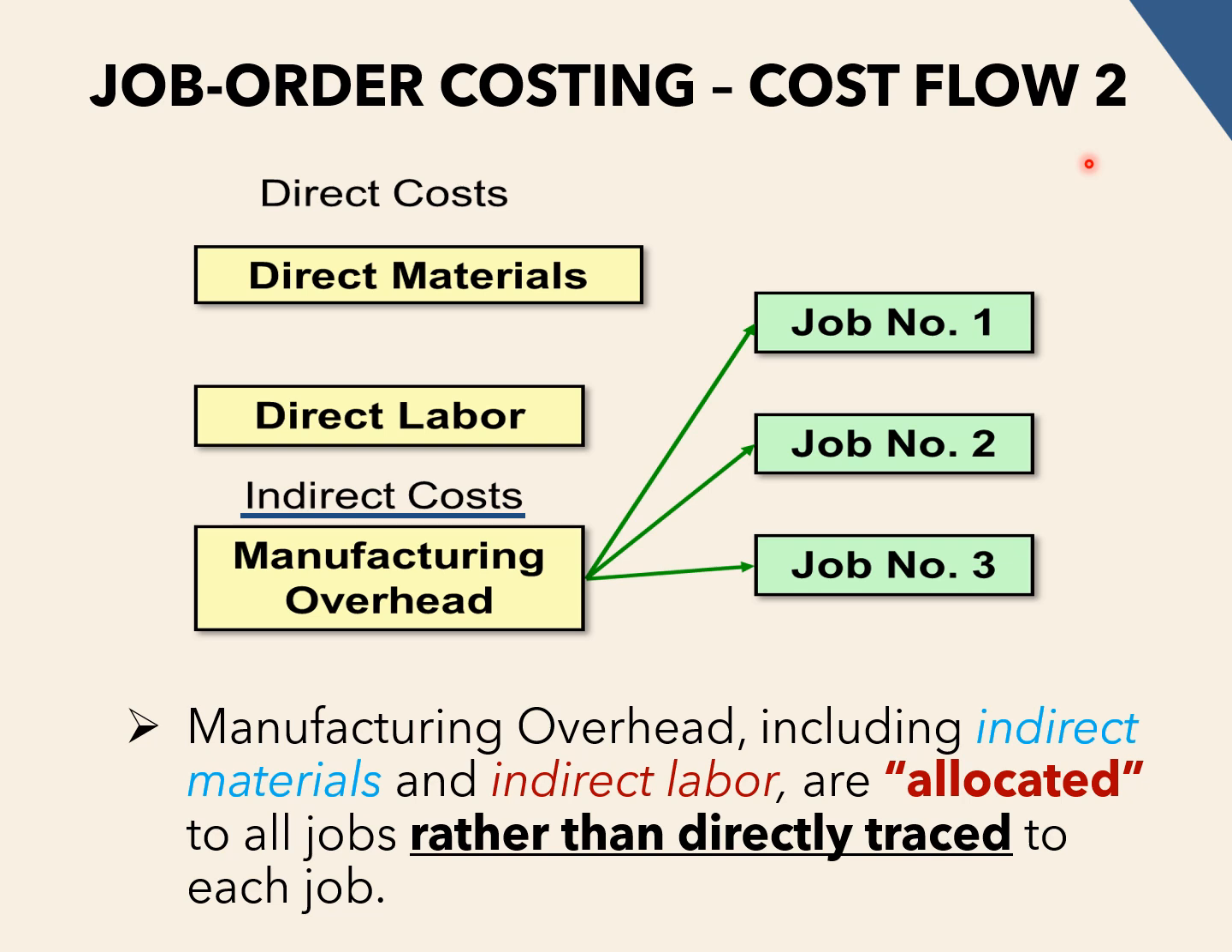After ensuring all direct costs can be easily traced to the jobs, we need to allocate manufacturing overhead to jobs. Manufacturing overhead, including indirect materials and indirect labor, are allocated to jobs, rather than directly traced to each job, because they are all indirect. You have to think about a reasonable way to allocate these indirect costs to jobs.